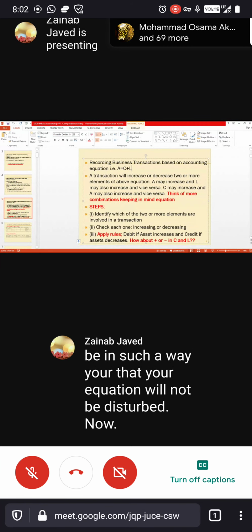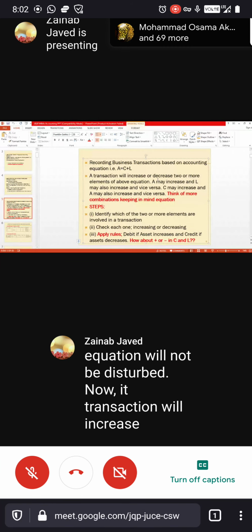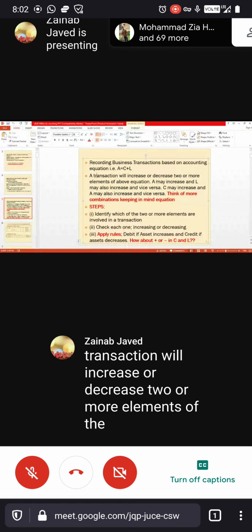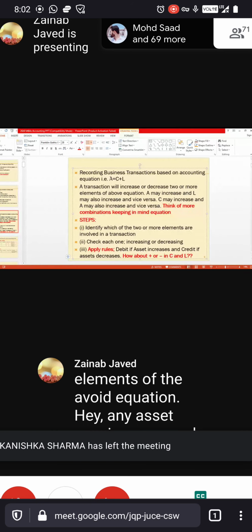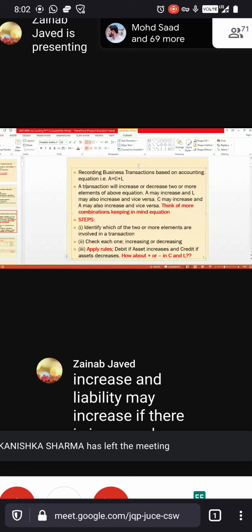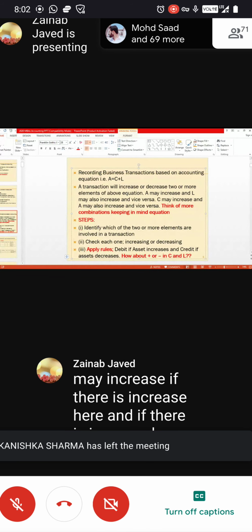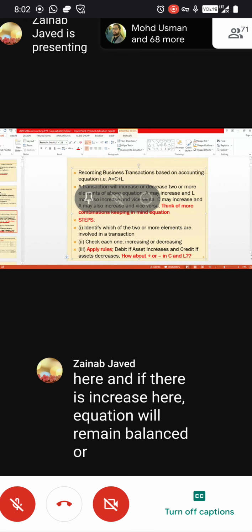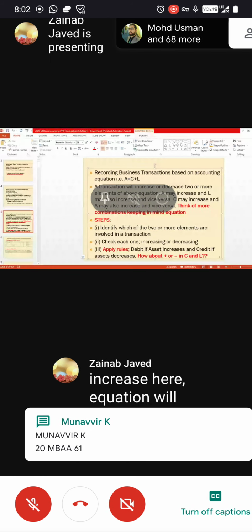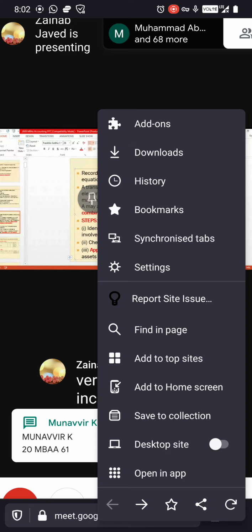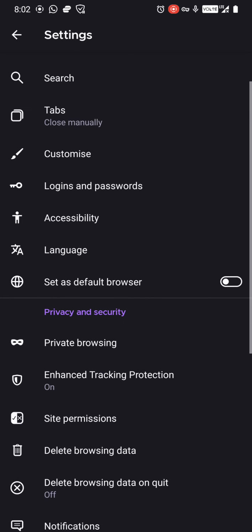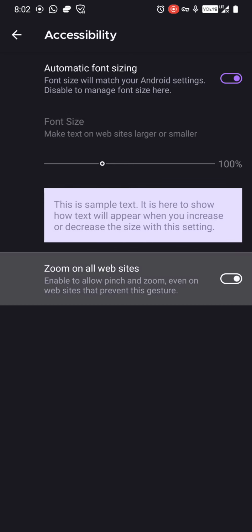Now, a transaction will increase or decrease two or more elements of the above equation. A, that is, asset may increase and liability may increase. So if there is an increase here and an increase here, the equation will remain balanced, or vice versa. C may increase and A may also increase. See, the effect will be in such a way that if C is increasing, either C should decrease or L should decrease or A should increase. Only then will the equation remain balanced.